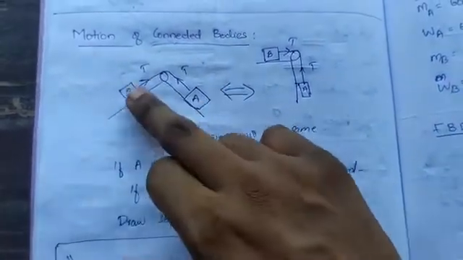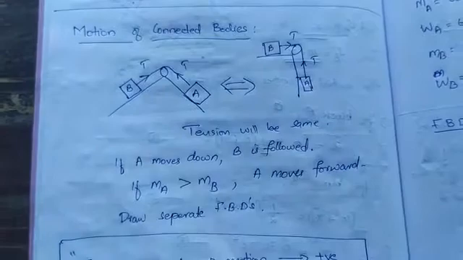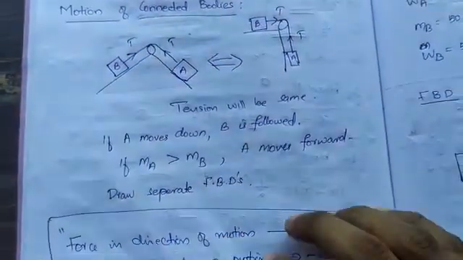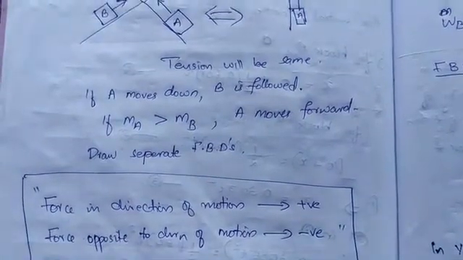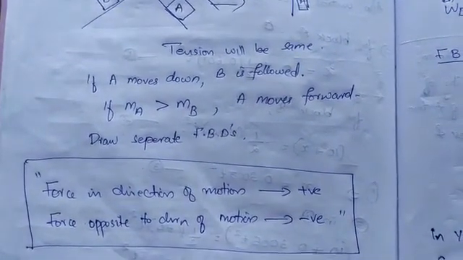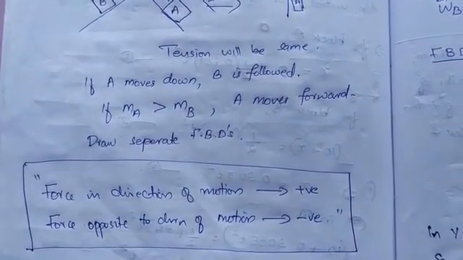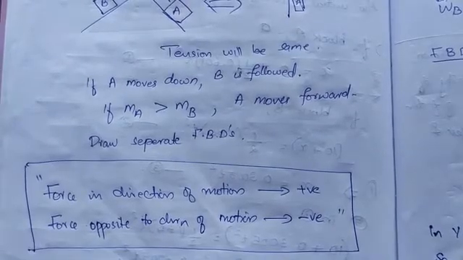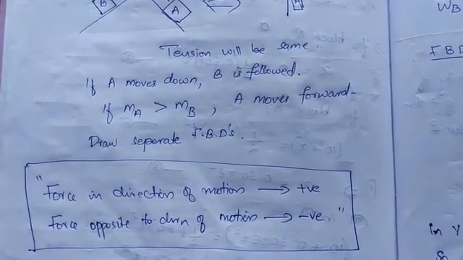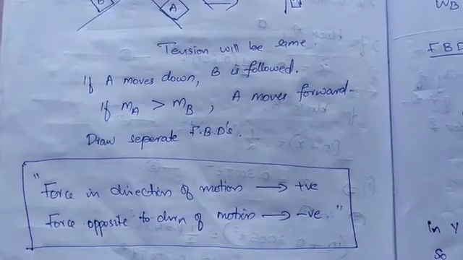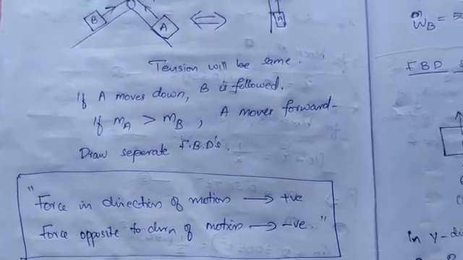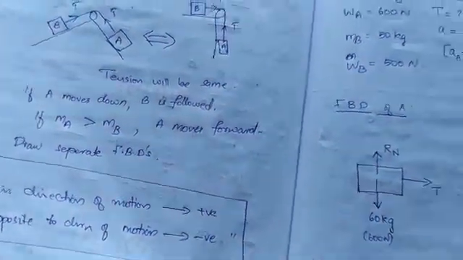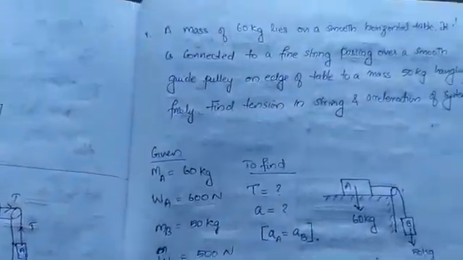You just need to draw separate free body diagrams of these. And again, for any dynamics problem, this point is very important: force in the direction of motion is taken as positive and force opposite to the direction of motion is taken as negative. This is the sign convention that you need to use, right? Now we'll go for the first problem.